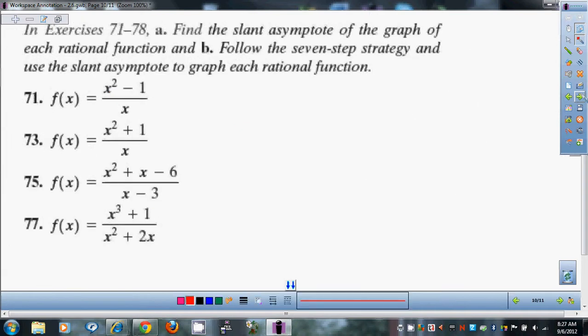Last thing we're going to look at are slant asymptotes. You might have an asymptote along a diagonal that your function is going to ride along next to. You will only have a slant asymptote if the numerator is exactly 1 power higher than the denominator. If it's not, you won't. Notice, 1 higher, 1 higher, 1 higher, 1 higher. When that happens, you'll have a slant. When it doesn't, you won't.